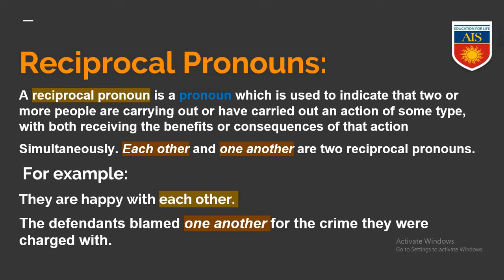The defendants blamed one another for the crime they were charged with. So there are 2 or more defendants. They blamed one another. So the action of blaming is happening from both sides. So the action of blaming is reciprocated. So we have used the reciprocal pronoun called one another.